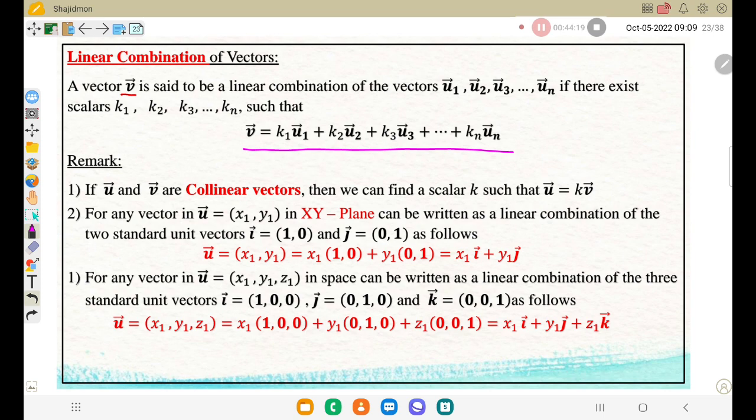Now there is some point here we need to know. It is easy. Two vectors are said to be collinear. Collinear means two vectors are lying on the same line. For example, I have a vector here. This is vector u, correct? This is vector v. See, both are coming on the same line. This is the meaning of collinear vectors. They are lying on the same line.